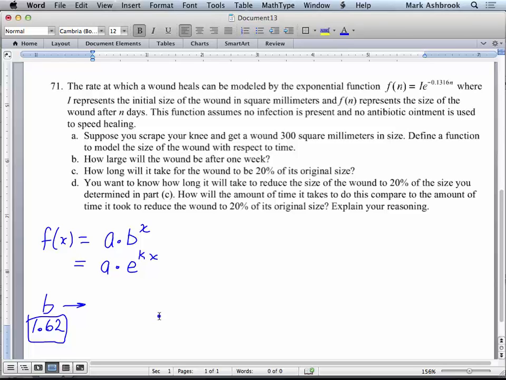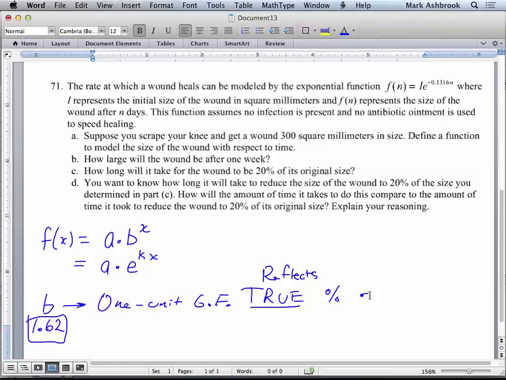This is what we started the whole unit with, right? We spent a week or two working on growth factors. B, the one-unit growth factor, absolutely reflects the true percent change. It itself is not the percent change, it's the growth factor, but it reflects the true percent change. That's the number we've been working with for the last couple of weeks.